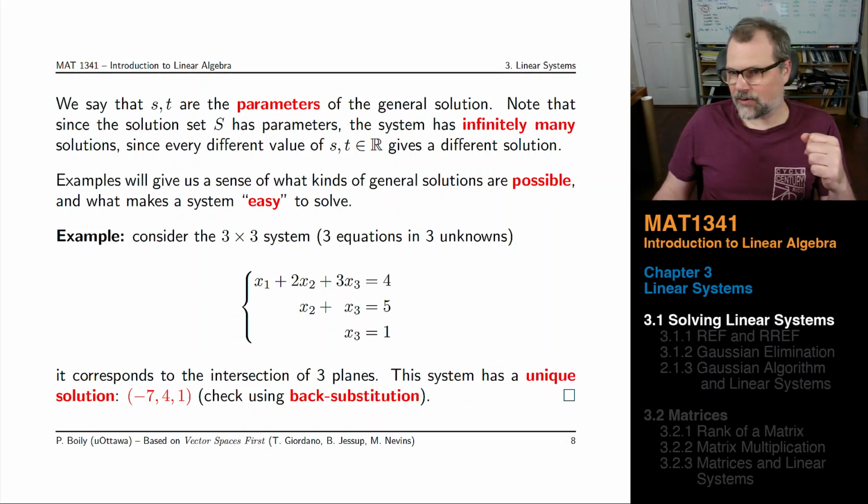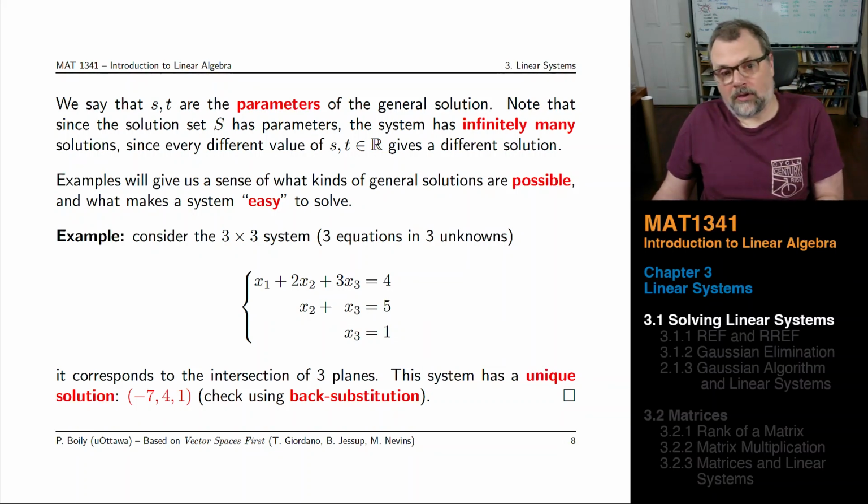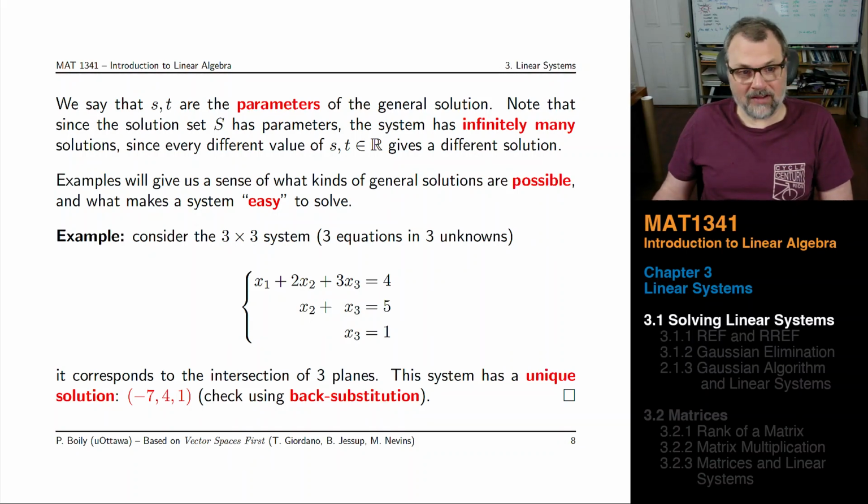Here's a 3 by 3 system. 3 by 3, I remind you, means 3 equations, 3 unknowns. The unknowns are x1, x2, x3. The 3 equations are, as they're written here, and there's a constant vector, constant terms on the right, 4, 5, and 1. Each of these represents a plane in R3. x1 plus 2x2 plus 3x3 is equal to 4, that's a plane. x2 plus x3 is equal to 5, also a plane. x3 is equal to 1. So when you try to solve this system, you're trying to find the intersection of 3 planes.